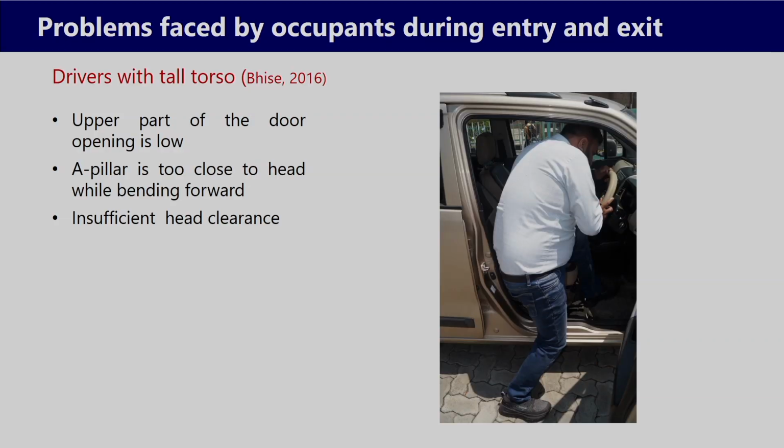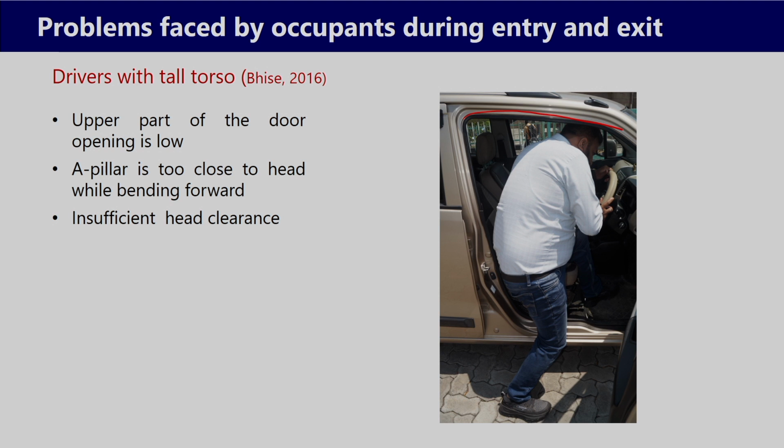The upper part of the door opening is too small for them. They find the upper edge of this roof rail, the height of the roof rail, is relatively low for them. They need to bend forward, hold the steering wheel, and then go inside. So, this dimension is not appropriate for them.